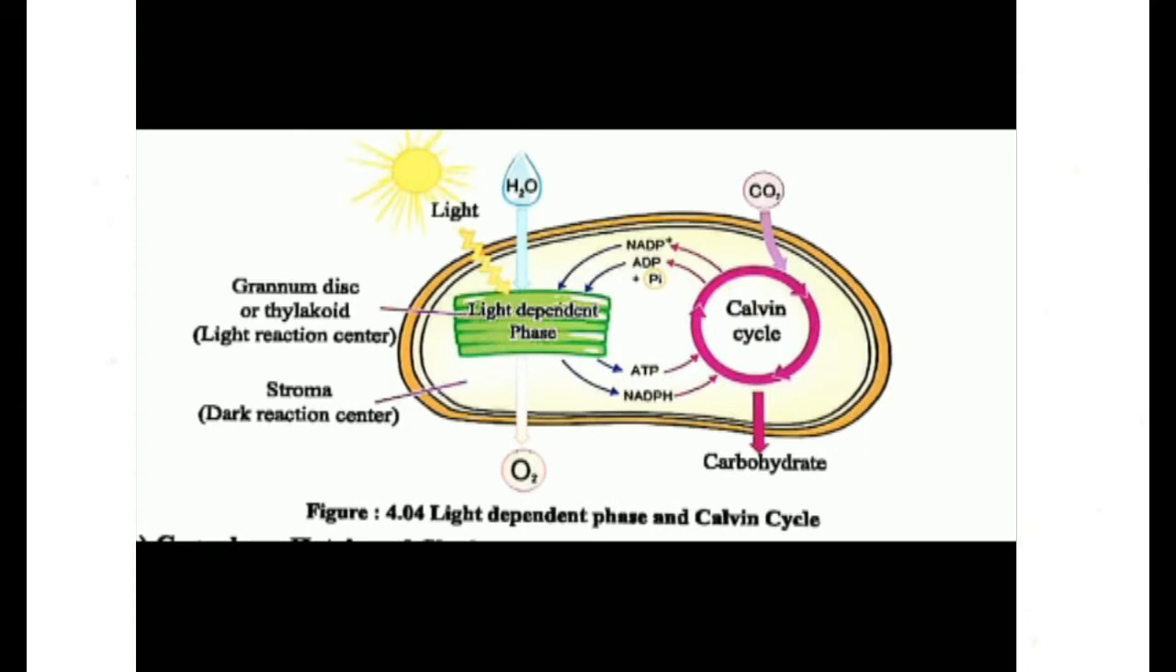In 1905, English scientist Blackman proved for the first time that photosynthesis is divided into two phases, light phase and dark phase. The first one is light dependent, but the second one is light independent.